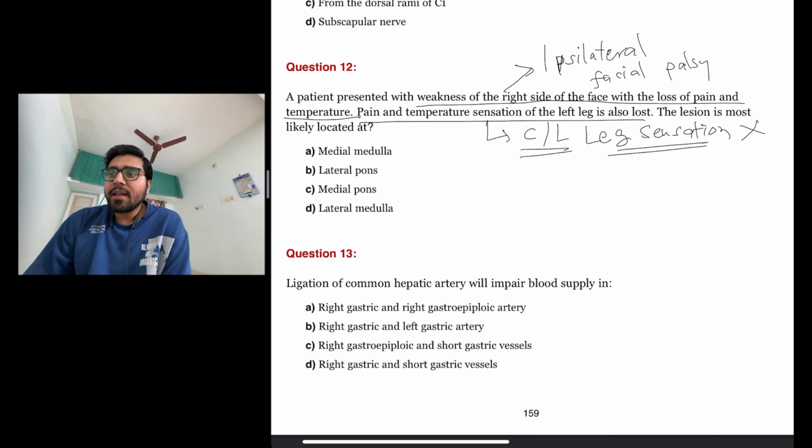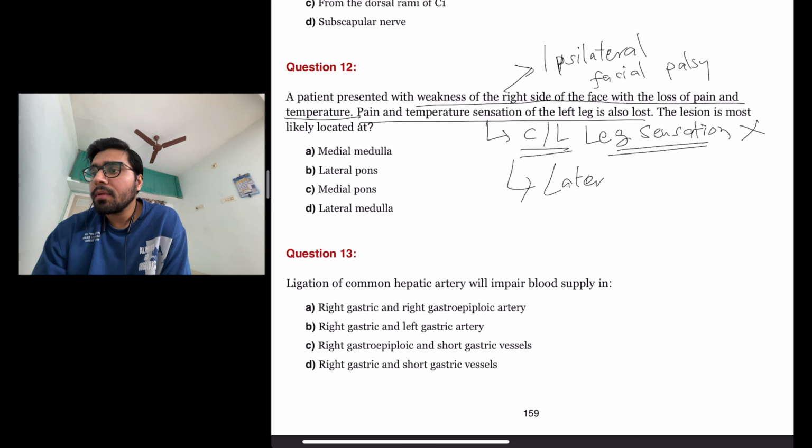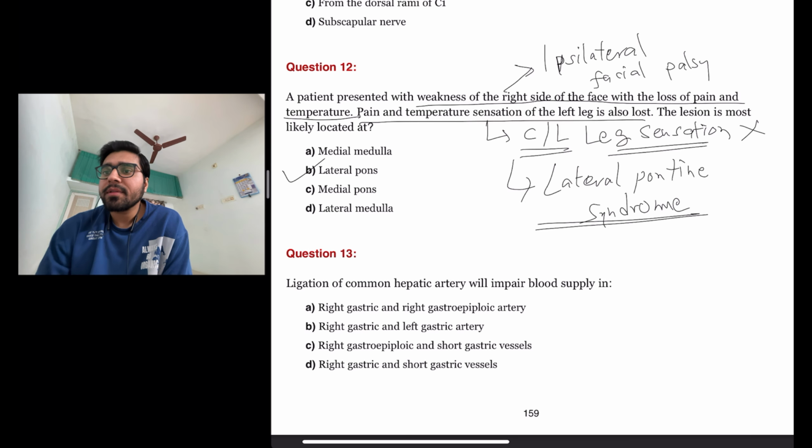The lesion is most likely located at. So this is suggestive of a scenario of lateral pontine syndrome. Lateral pontine syndrome is due to the affection of the lateral pons. So the lesion is most likely located at the lateral pons. So the answer here is B, lateral pons.